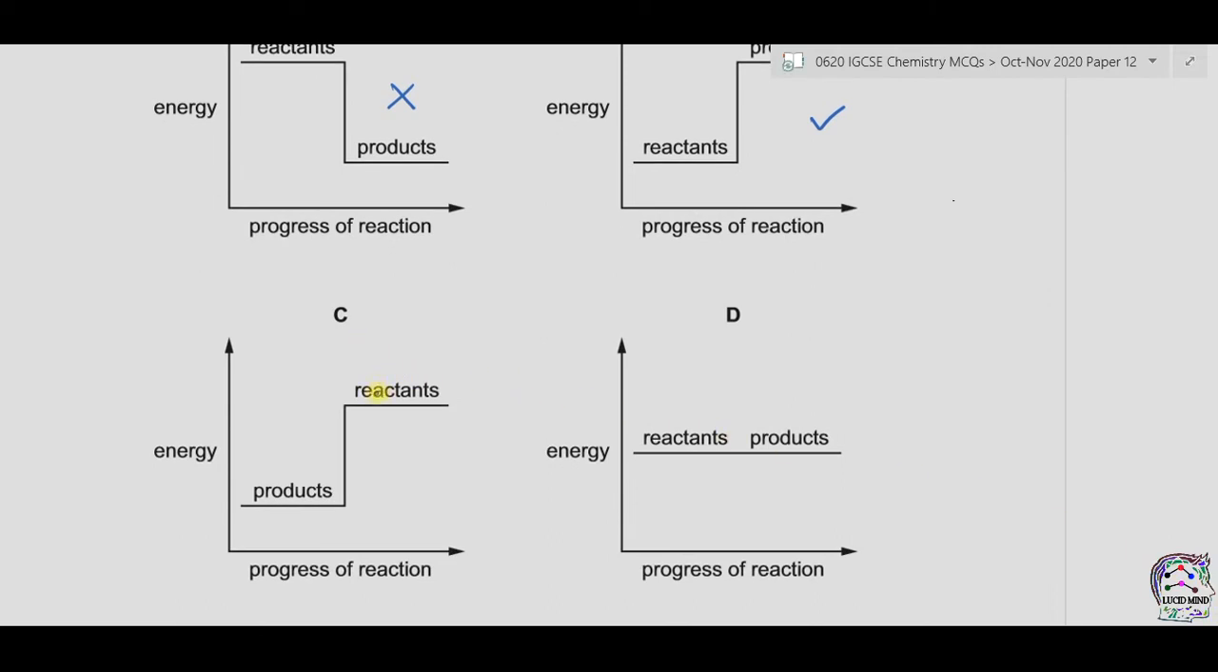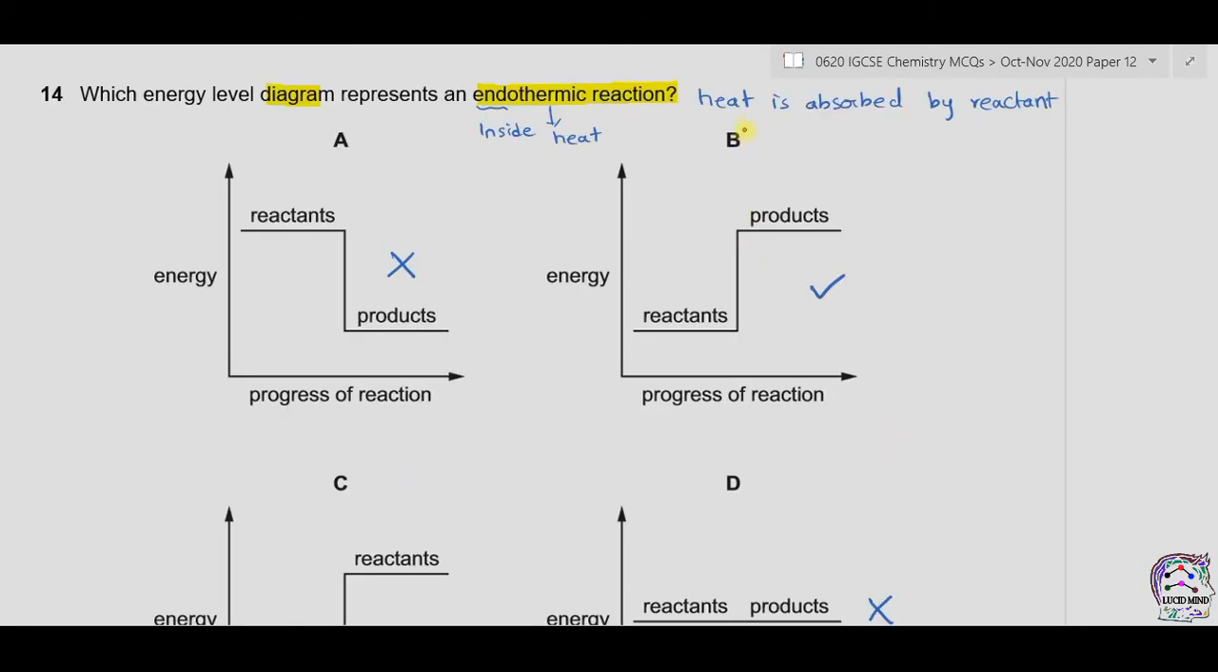In C we can see that the reactants are at higher energy as compared to products. This is incorrect. In D the reactants and products are at equal energy, which is also wrong. Correct answer is therefore B.